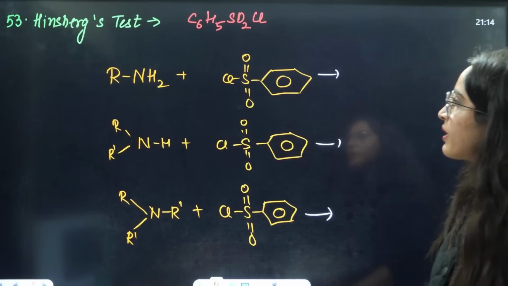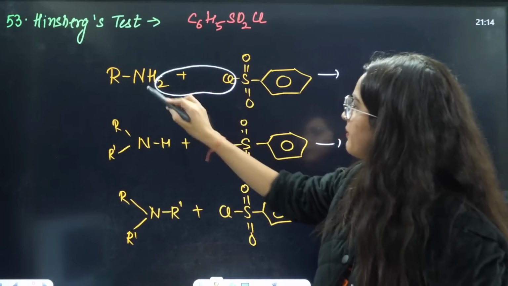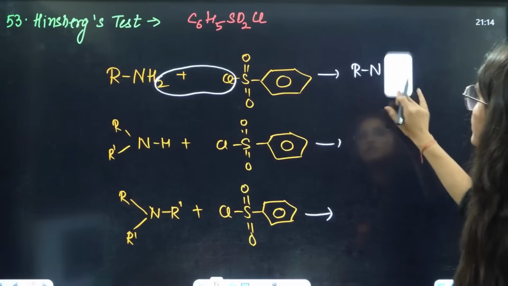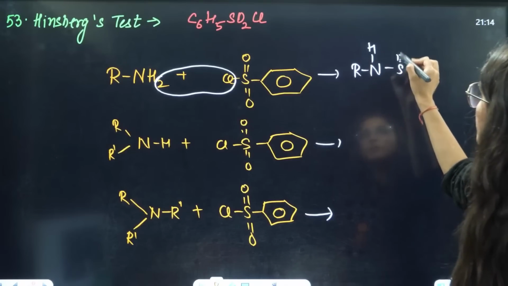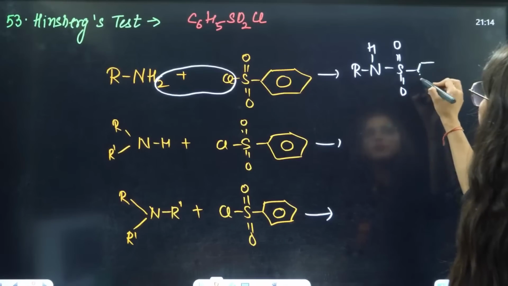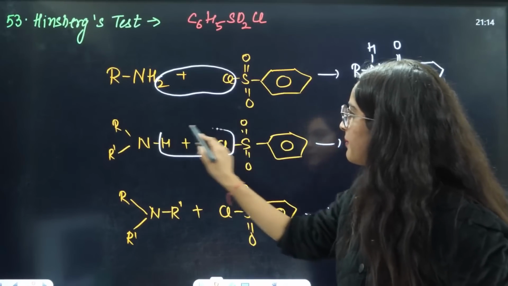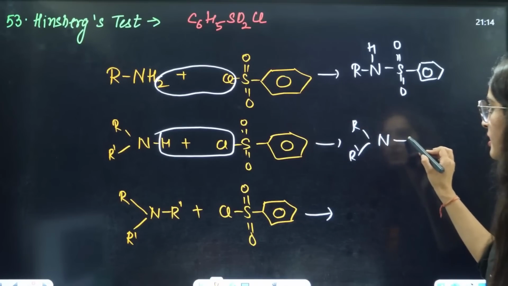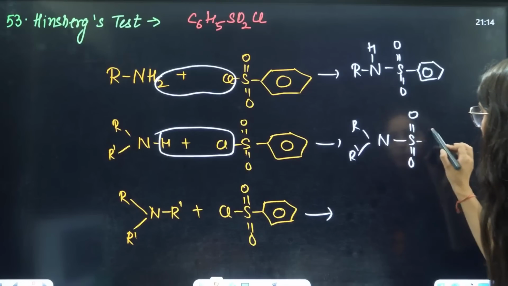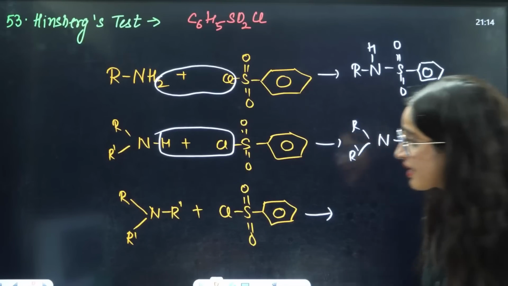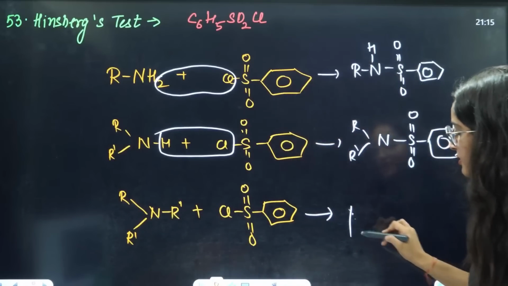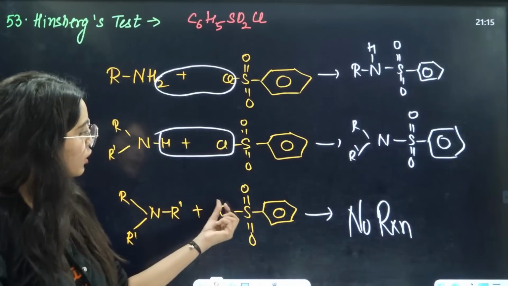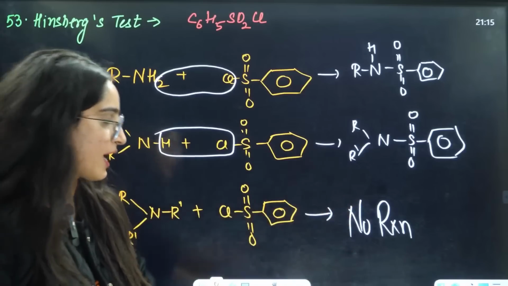Okay? Now H and Cl will be eliminated. You will have the formation of RN, H will be here, S double bond O, this is benzene. Again HCl will be eliminated. You will have the formation of N, R, R dash, S double bond O, and this is your benzene. Again there will be no reaction because we don't have hydrogen here, so that HCl will be eliminated. That is why there is no reaction.